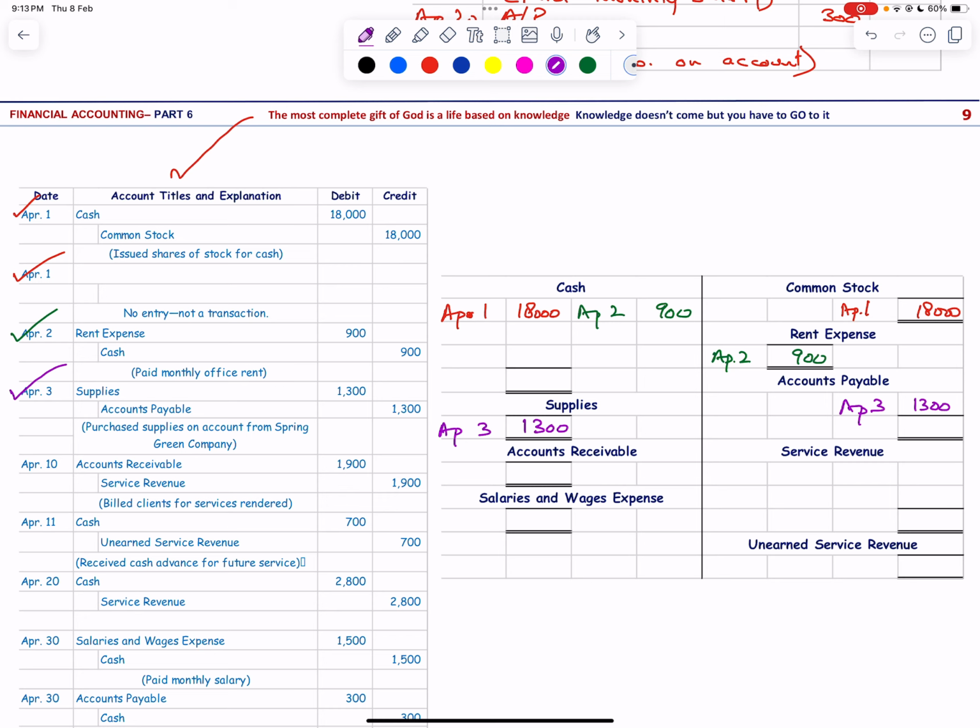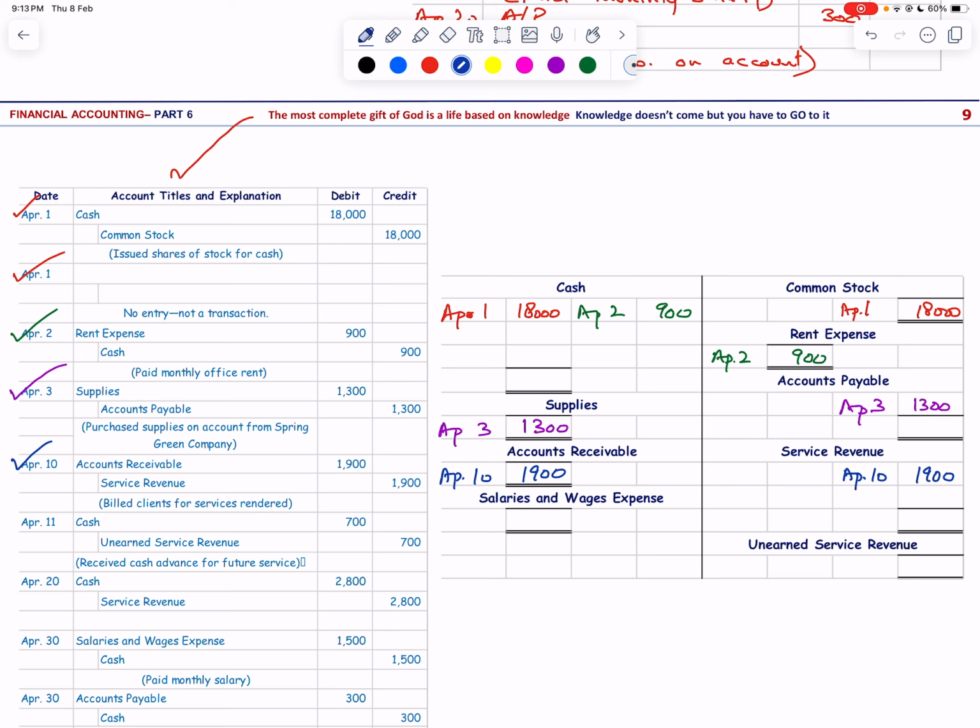Okay, we go to April 10 now, and on April 10 accounts receivable is debit by 1900, and service revenue is credit for April 10 by 1900.